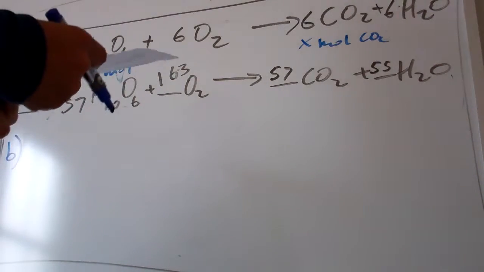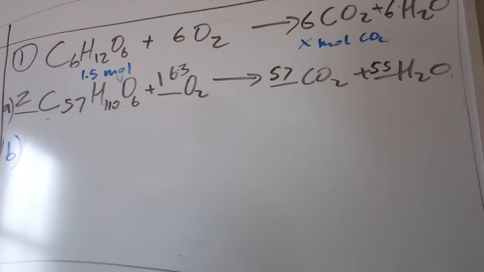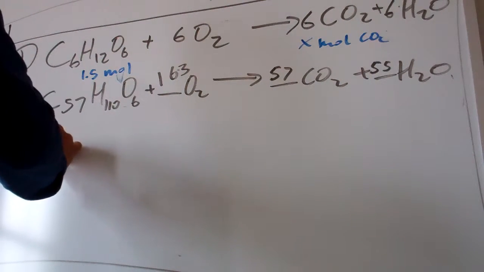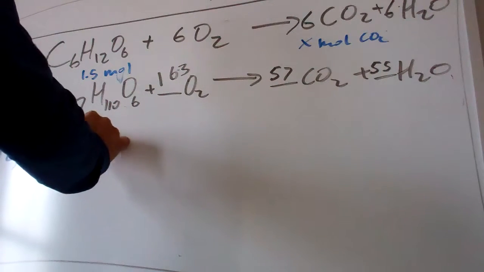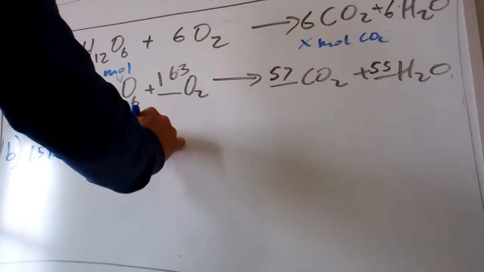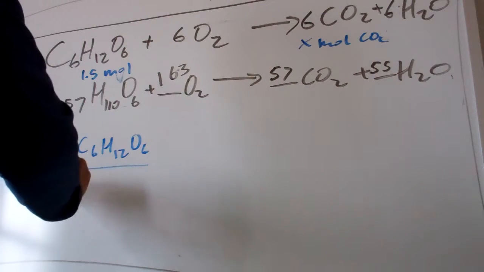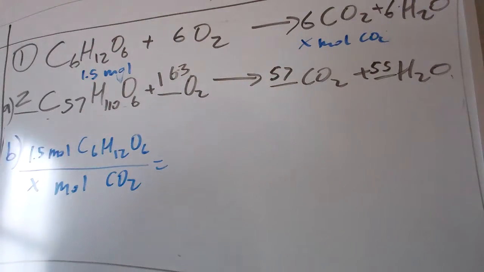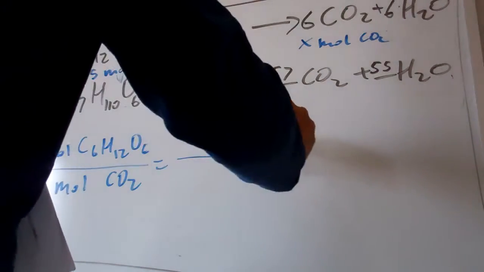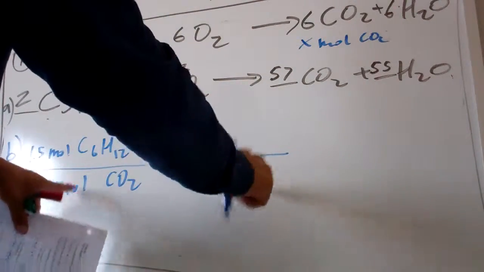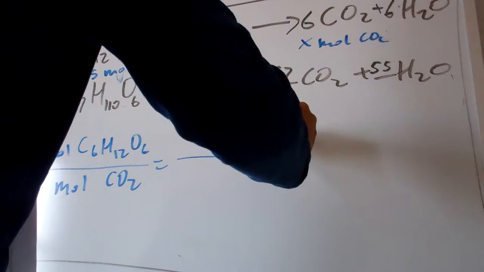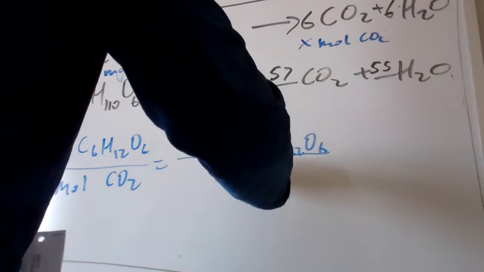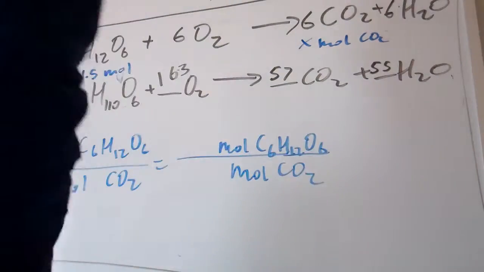So it's a ratio. I'm going to set this up as a ratio, and then I'm going to turn it into a conversion factor. So start out with 1.5 moles of C6H12O6, and I'm trying to find the number of moles of CO2. Let's set up a ratio. And remember, apples on the top, bananas on the bottom. So moles of C6H12O6 over moles CO2. Okay?